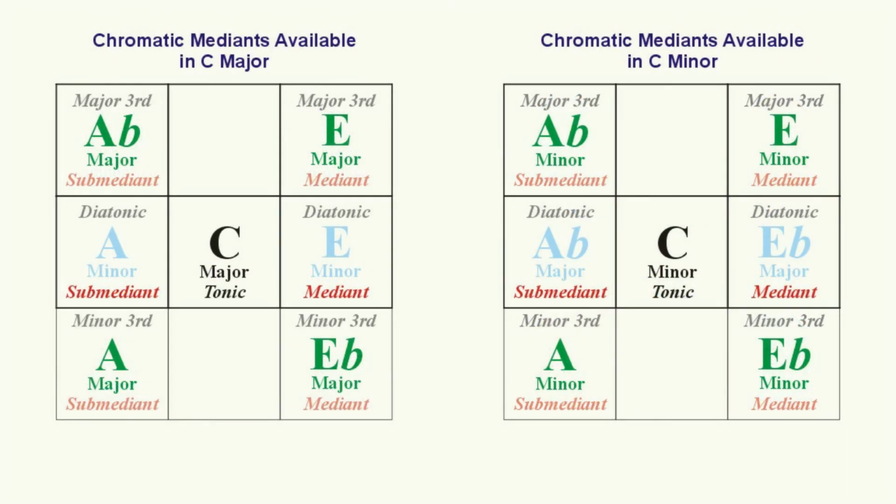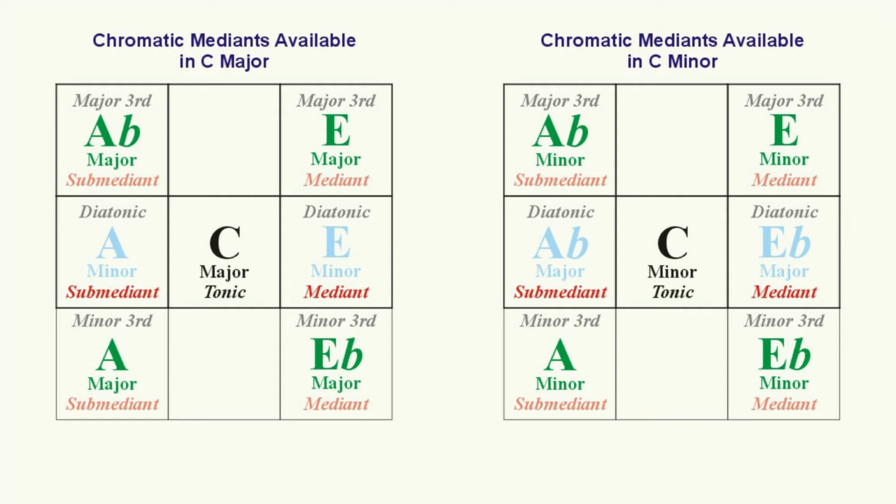The graphic works equally well when working in major or minor keys. In the center of the graphic, we begin with the key in which we are working. Notice by the C in the center of these graphics, we are working in either C major or C minor. Take note that all of the chromatic mediants in each graphic agree in quality with that of the key center.